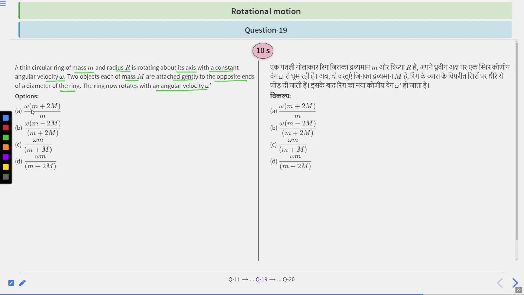Option A, omega times (m plus 2m) divided by m. Option B, omega times (m minus 2m) divided by (m plus 2m). Option C, omega times m divided by (m plus m). And option D, omega times m divided by (m plus 2m). So which one is correct? You have 10 seconds to solve this question. After 10 seconds, we will provide the solution of this question.